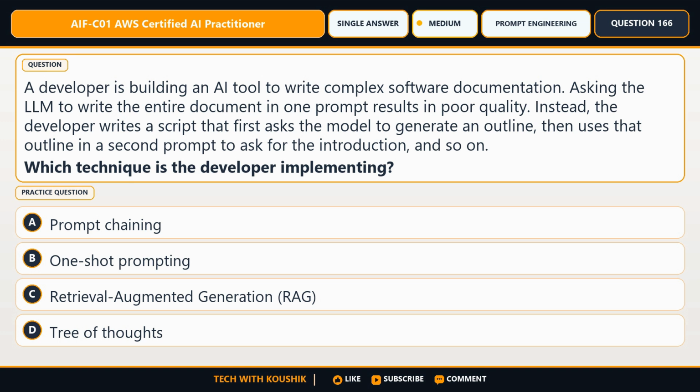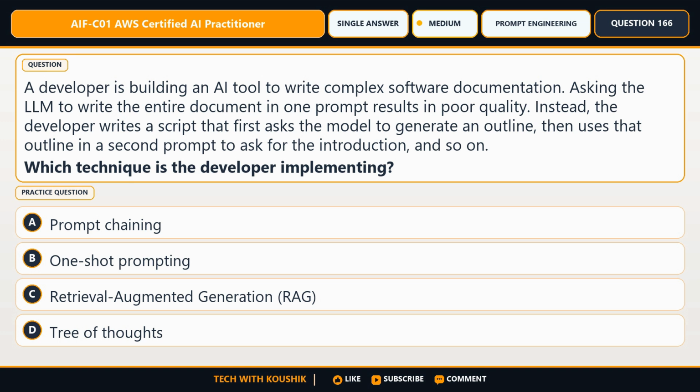Instead, the developer writes a script that first asks the model to generate an outline, then uses that outline in a second prompt to ask for the introduction, and so on. Which technique is the developer implementing? Review the options and eliminate any clear mismatch. Choice A. Prompt chaining. Choice B.